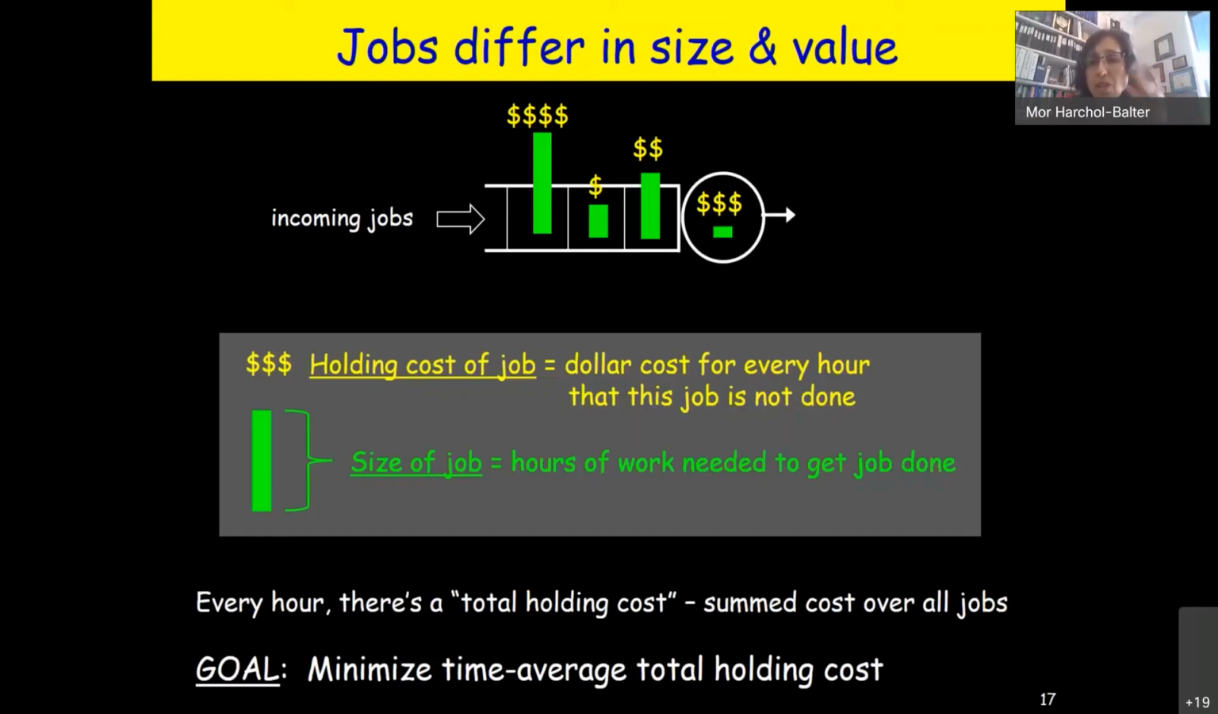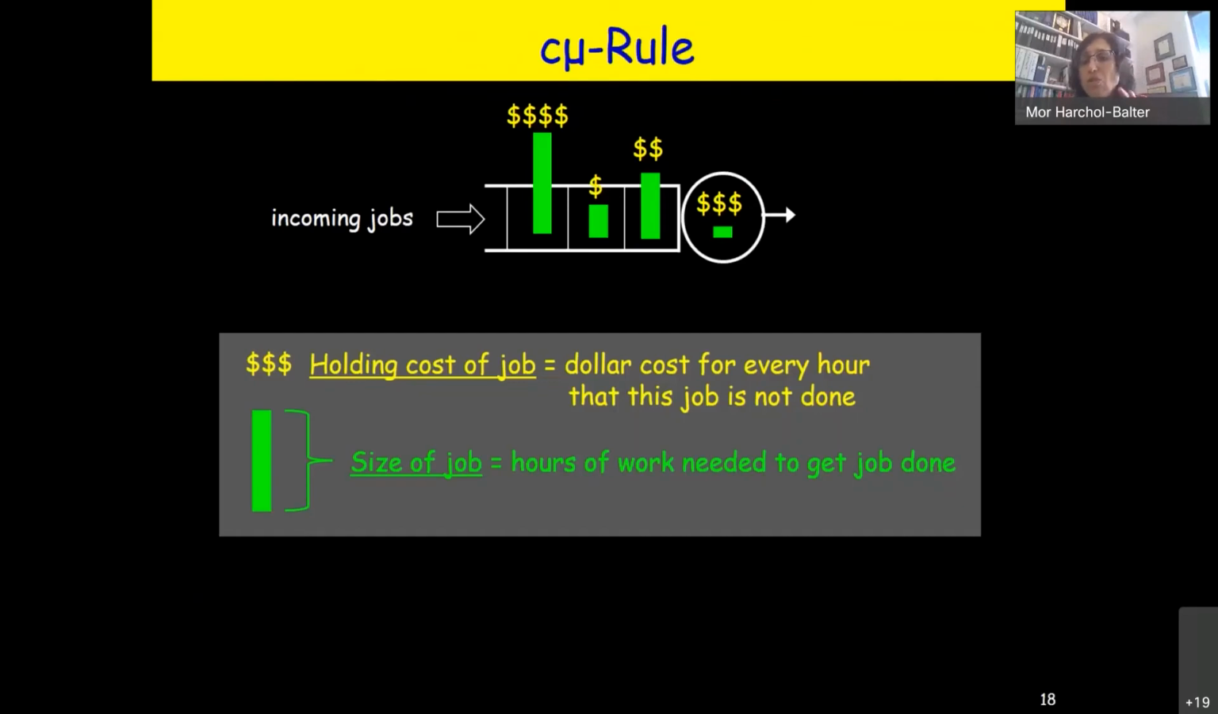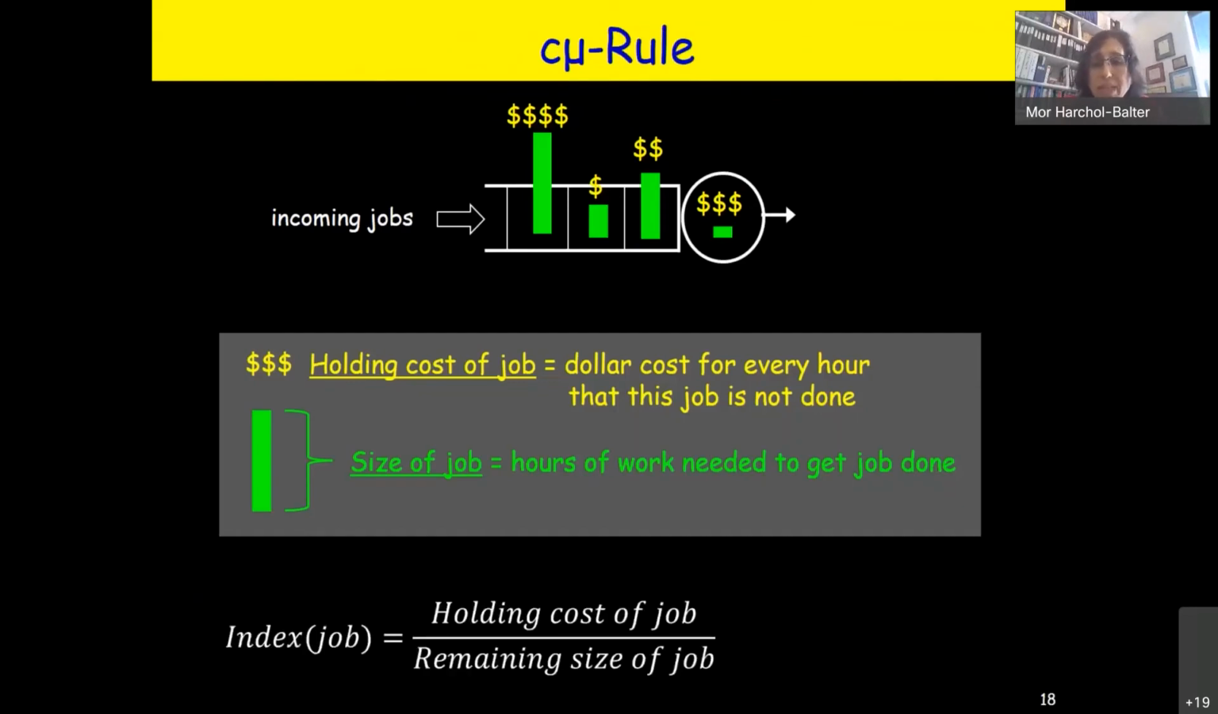Now, we as queuing theorists know the answer already. The answer is you run the cμ rule. And the cμ rule basically says, create an index for every job, which is the holding cost divided by the remaining size of the job. And always schedule the job with the highest index first. So always run the job with the highest index. And that's the answer to the question.